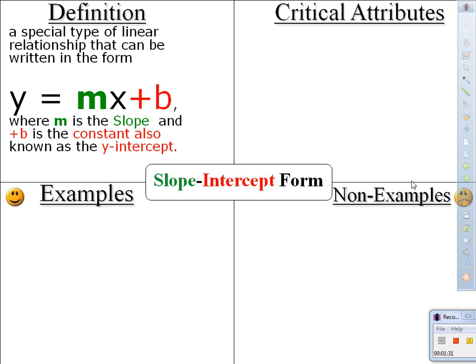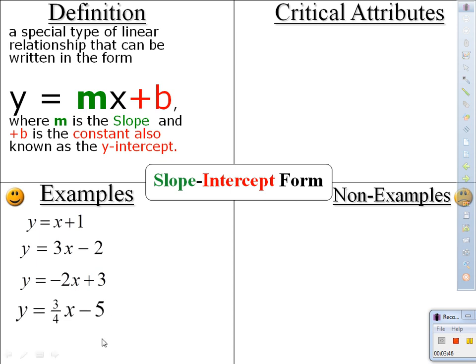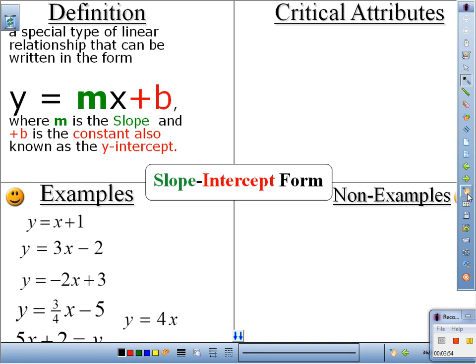Turn to your neighbor, let them know what slope-intercept form is. Examples, write these down. Y equals x plus 1, y equals 3x minus 2, y equals negative 2x plus 3, y equals 3/4 x minus 5, 5x plus 2 equals y, and y equals 4x. Copy those down.